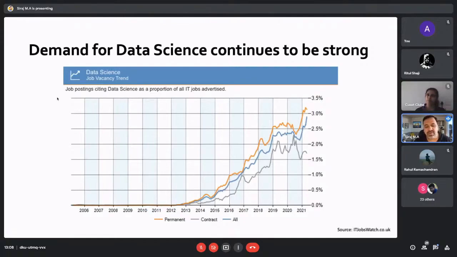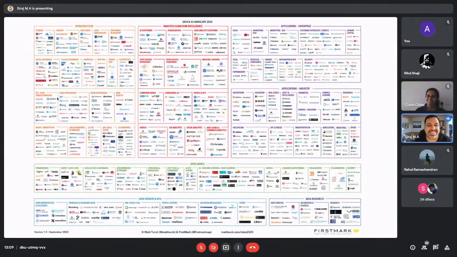And today, if I go into LinkedIn or any other job portal and type in data science, the number of roles that come up is just phenomenal, right? And have you ever thought why? This is the reason why.